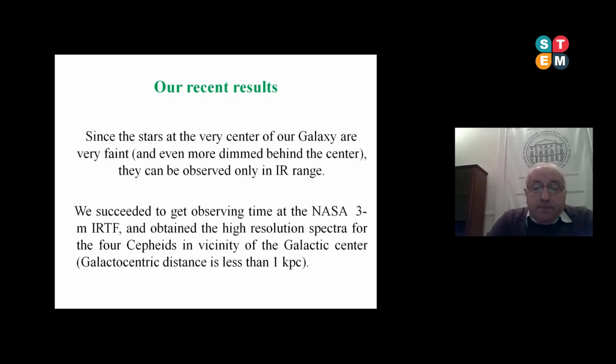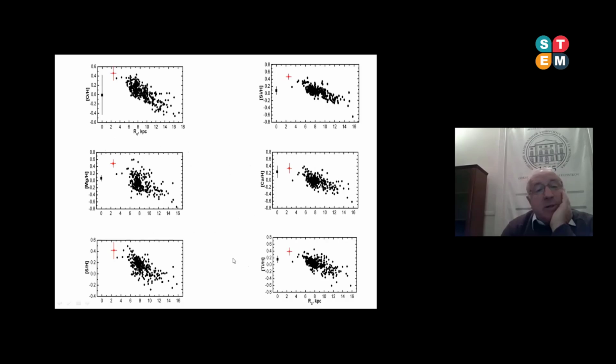to observe several stars with the NASA Infrared Telescope Facility, the 3-meter infrared telescope, with the iSHELL spectrograph, a new spectrograph, and we obtained high-resolution spectra for the 4 Cepheids in the vicinity of the galactic center, at galactocentric distances less than 1 kiloparsec. So I show you these results. These are our results.